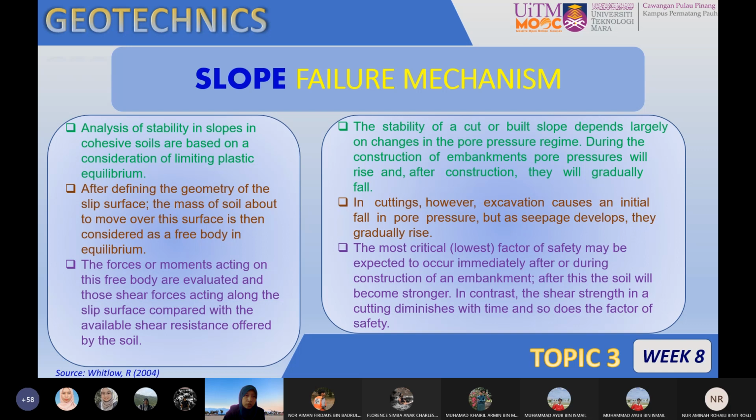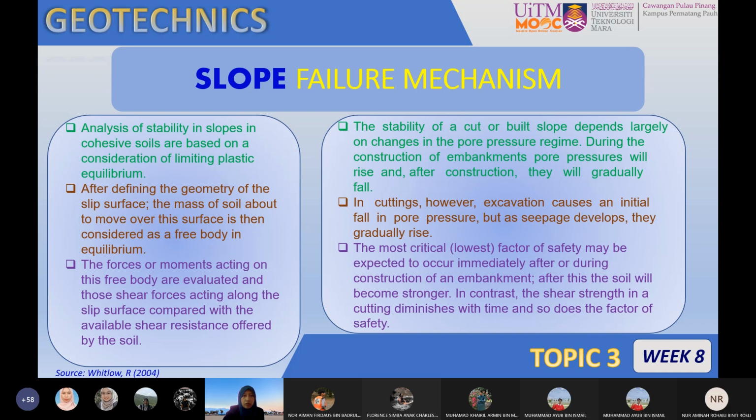When you are doing the analysis of stability in slope for cohesive soil, it is based on the limiting plastic equilibrium. After defining the geometry of the slip surface, the mass of soil about to move over the surface is then considered as a free body in equilibrium. So the forces or moments acting on the free body are evaluated, and those shear forces acting along the slip surface are compared with the available shear resistance offered by the soil.